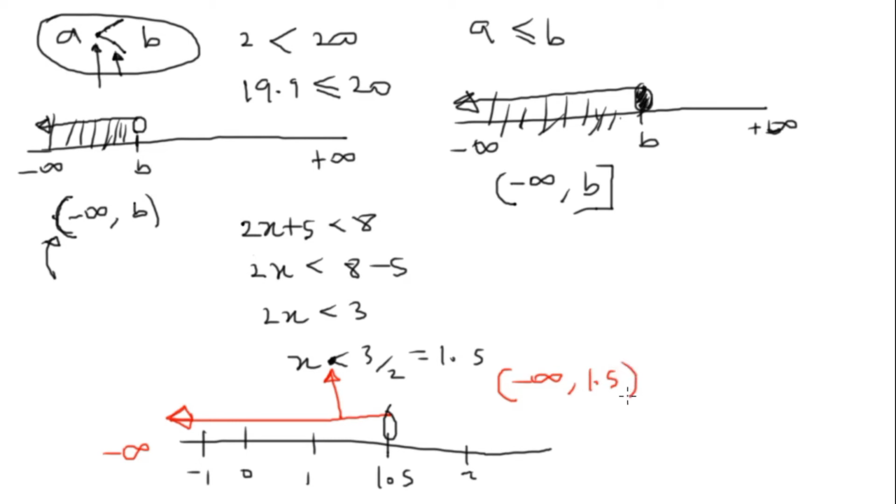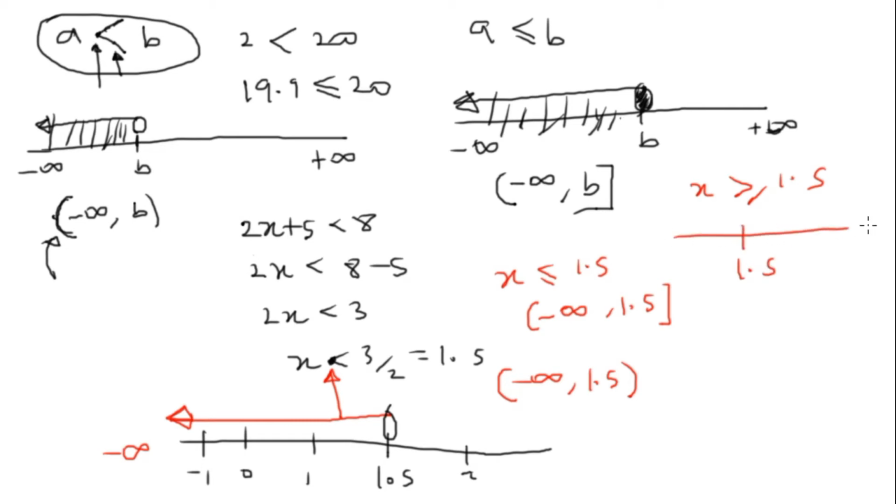Okay, so if we had x is less than or equal to 1.5, notice that the interval notation will become minus infinity comma 1.5, then the square bracket. Now let's say you want to represent x is greater than or equal to 1.5. That's supposed to be 1.5.